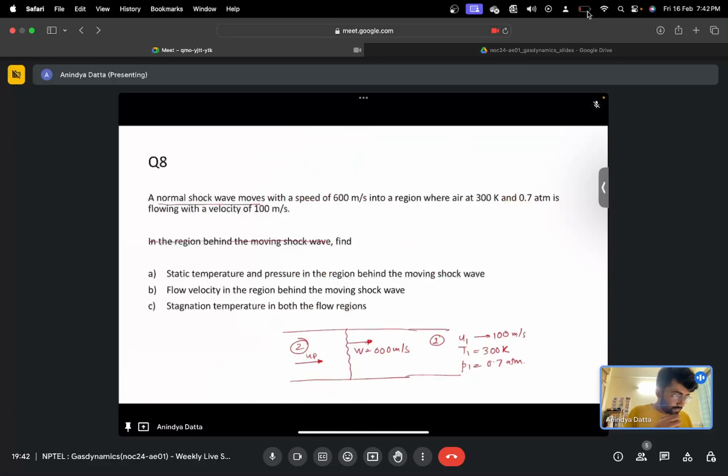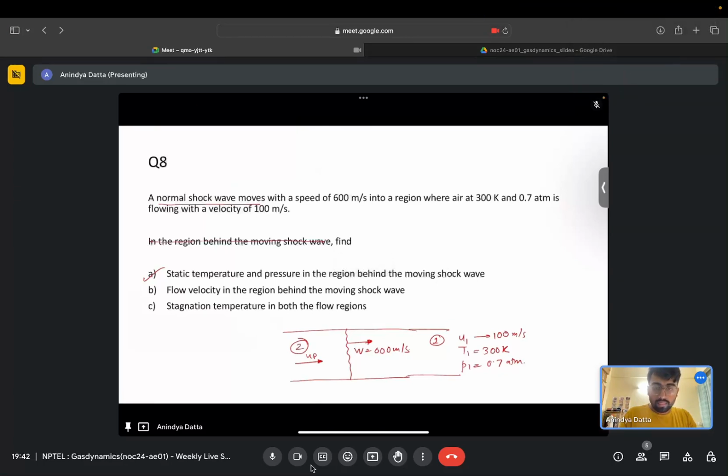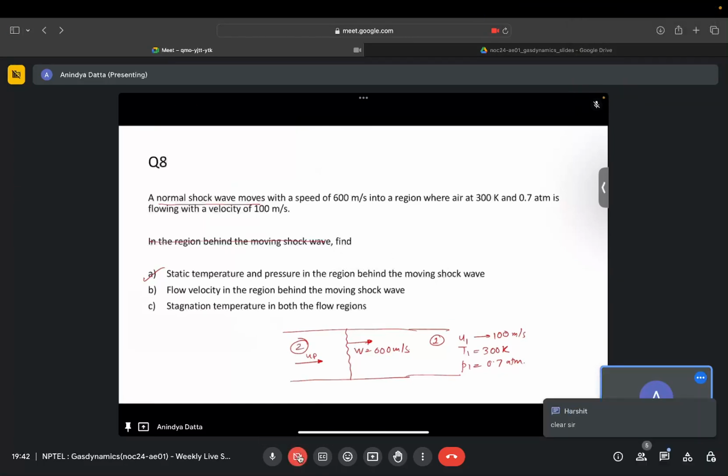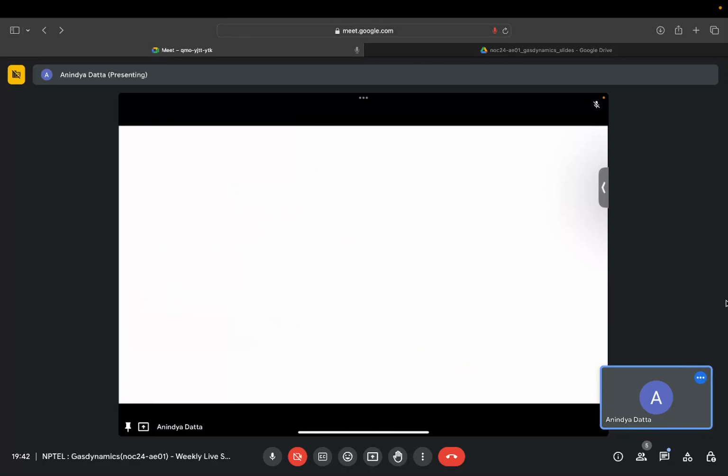So is this clear? We have found out the static temperature in these regions. Let's move on to the next part. We have to find out the flow velocity in the region behind the shock wave. So part A is done. Part B: first we need to find out u2 prime. So what is the velocity u2 prime?